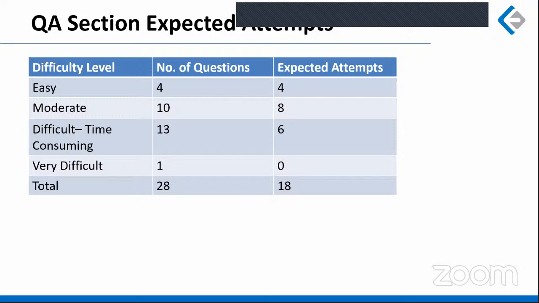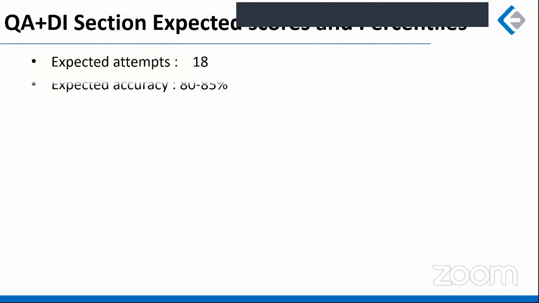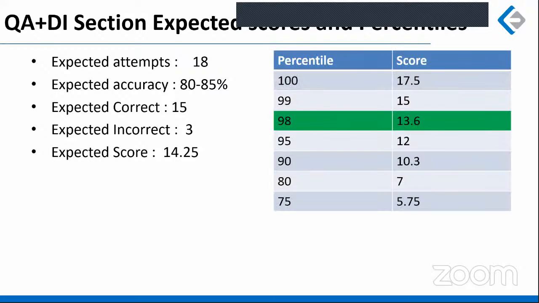And out of the difficult and time consuming, if you want a 98 percentile, then I would expect you to solve 6 out of those. And you can leave that very difficult question. So I'm expecting that everybody who expects 98 percentile should attempt 18 questions with fairly good accuracy. If you attempt 18, I would expect 15 right and maybe 3 wrong. 15 right gives you 15 marks and 3 wrong would give you 3 quarters negative, so 14.25. So very close to that is what I can expect for 98.